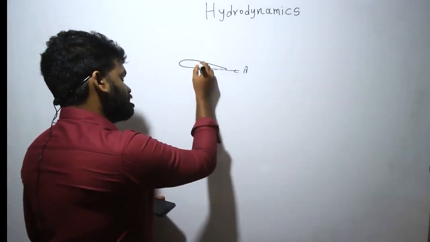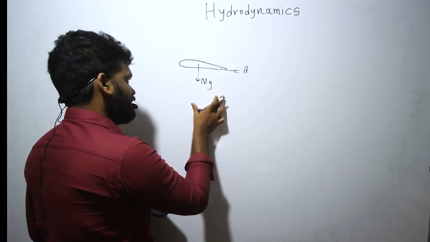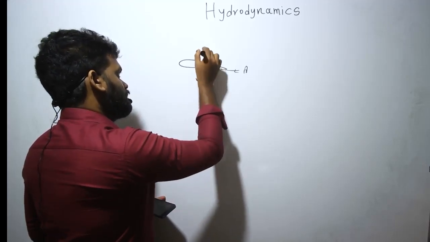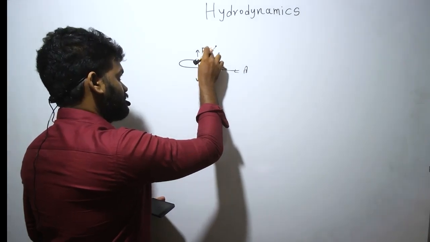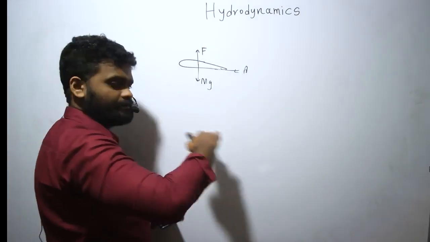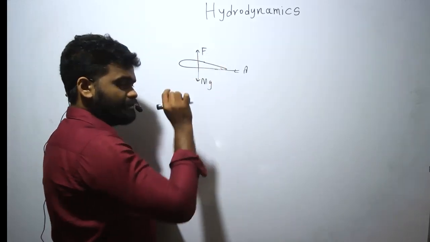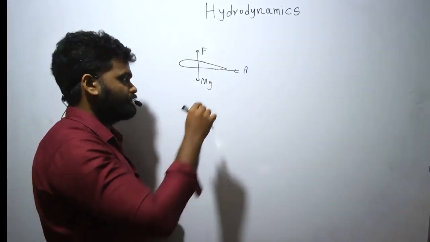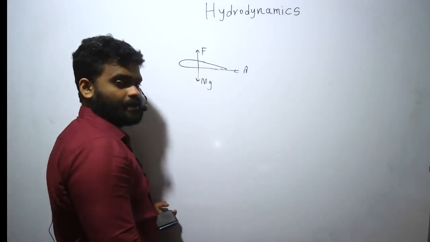And it has a mass capital M, so the weight is mg for the plane, right? Then there's uplift, I mean lift. If it moves horizontally, I mean parallel to the ground, this lift and mg should be equal, right? Otherwise it either accelerates upwards or accelerates downward.